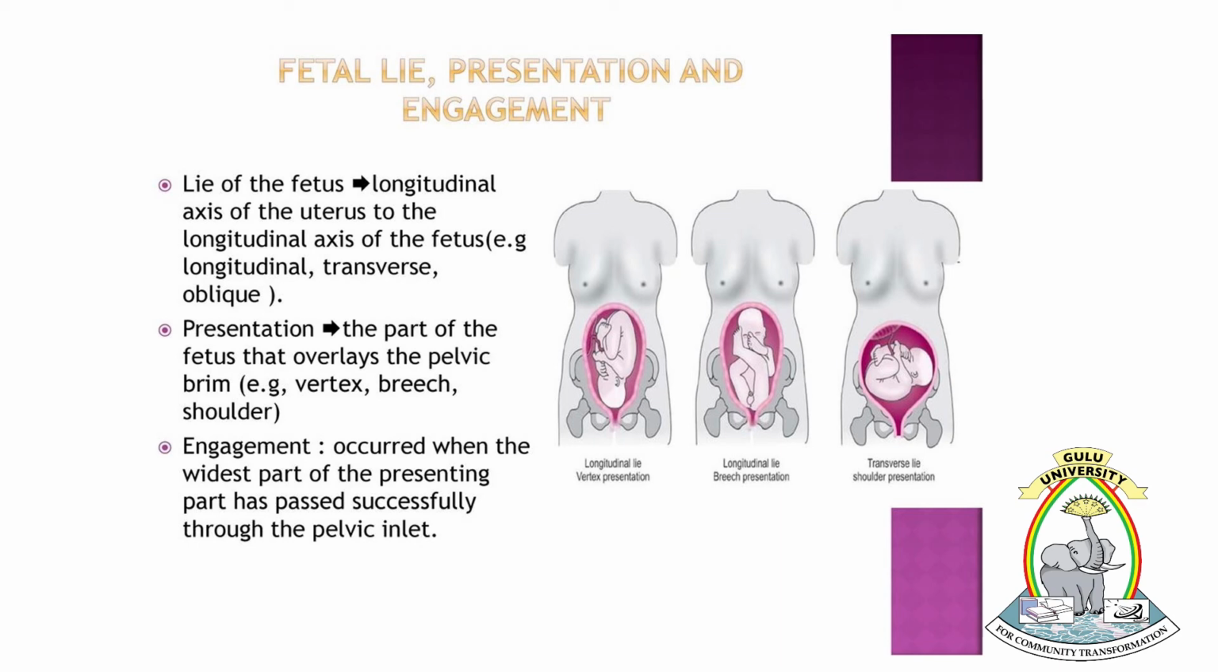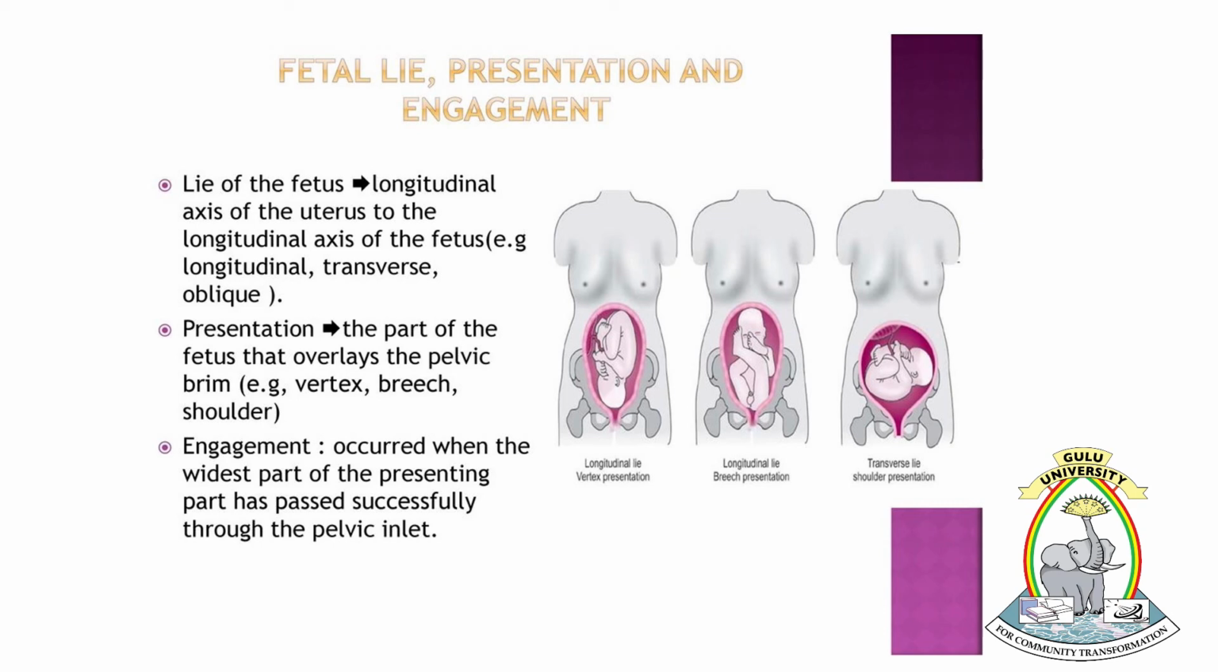And then you also need to look at the presentation. What part of the fetus is occupying the lower uterine segment? That can be vertex presentation or cephalic presentation, when the head is down, and in most cases it's vertex. It can also be breech presentation, when the breech is the one which is down, or a shoulder presentation. Or, in rare cases, you can have cord presentation or a compound presentation, where more than one part is occupying the lower segment.